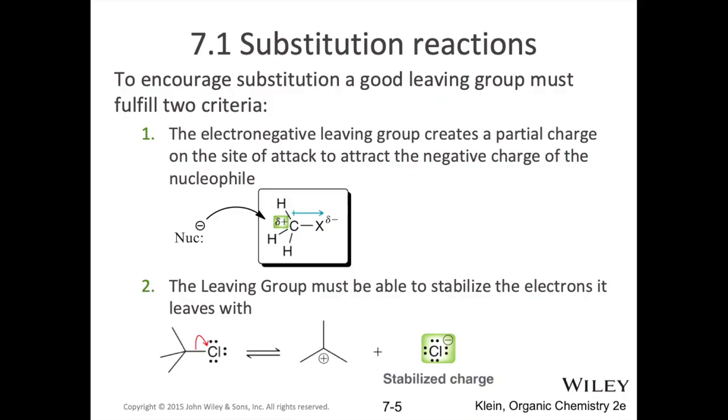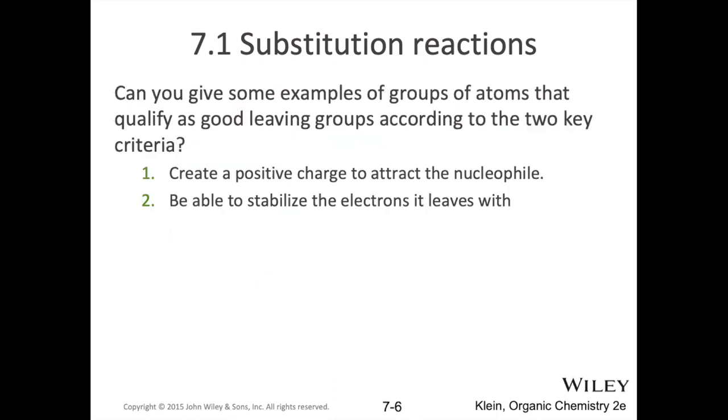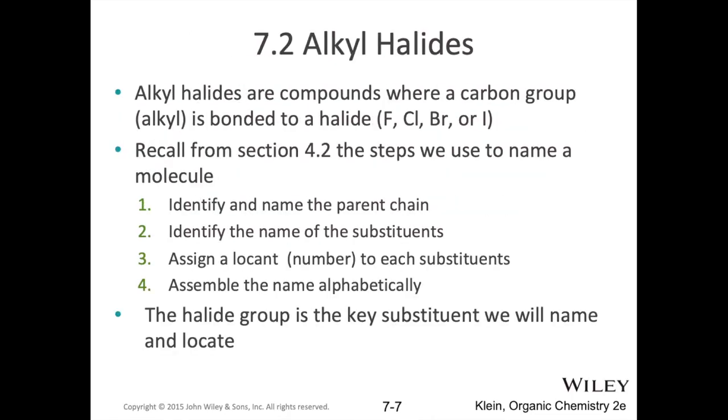Secondly, you want something that's able to stabilize the electrons it leaves with. Okay, so for example, we've seen chloride is a great leaving group. The reason for this is the electronegativity on your chlorine, as well as the fact that it's down in period 3, so it's relatively large and squishy. It's able to house that extra electron density pretty easily. Okay, so something to keep in mind when you're looking at leaving groups.